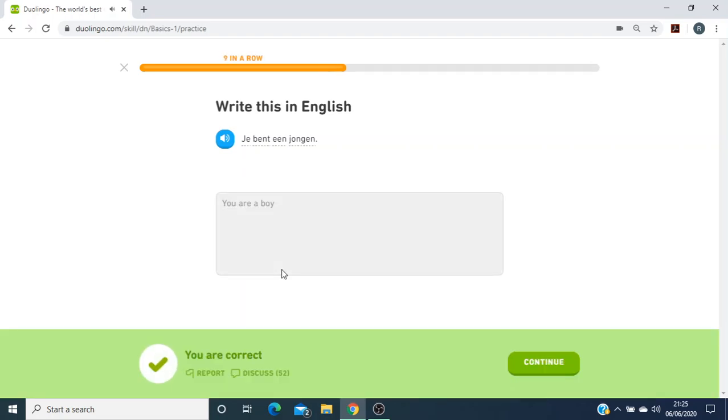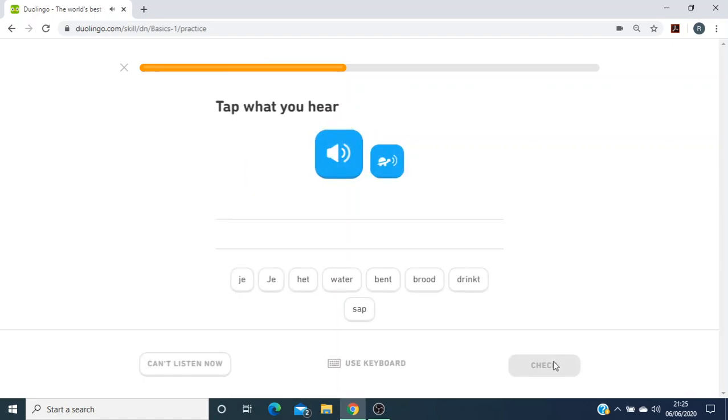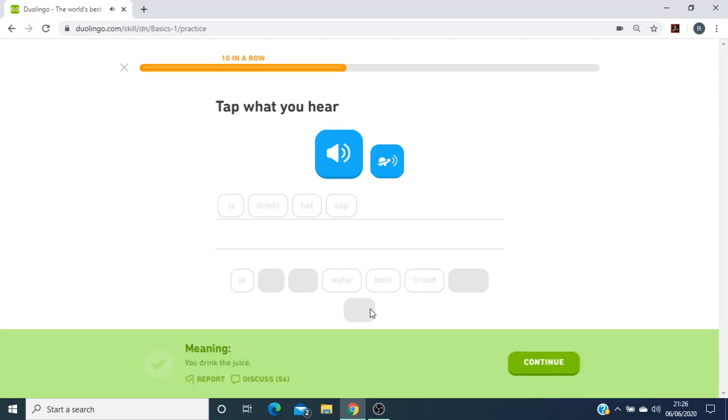Now, something I've fallen into, because I've done French before. That word looks like je, which is French for I. So sometimes I have said I am a boy in this one, but I just have to remember that I'm doing Dutch, and it's je bent een jongen. Je drinkt het sap. You drink the juice.